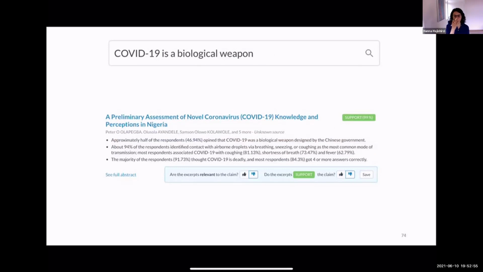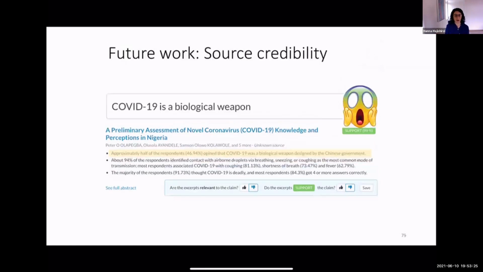An important point for future work is for some claims like this one, COVID-19 is a biological weapon. Our system is able to verify this claim and believes it can support it. The reason is that the system found an article saying that about 94% of respondents believe COVID-19 is a biological weapon. So a really important future direction is how we can verify the credibility of the source.